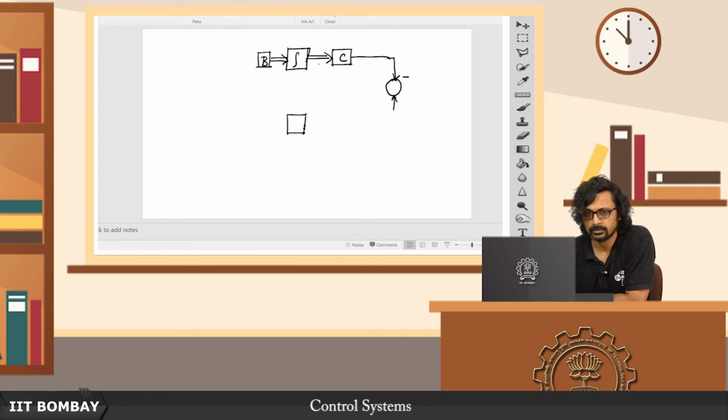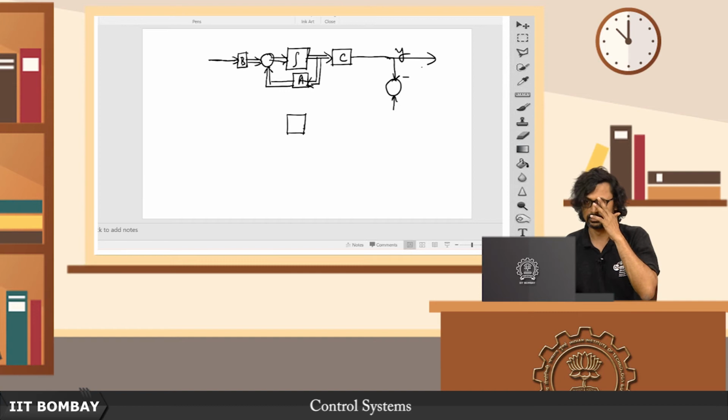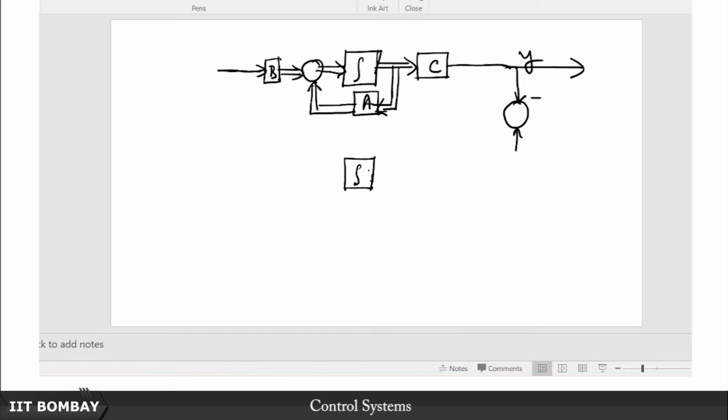This is B. Oh wait, hang on. I need a summer here so that I can feed back through the A here. So this is my A. Then this is the B matrix, and this is where the U is coming in. This is of course the Y, which I can tap out like this. So this is my U, this is the integrator of the observer.